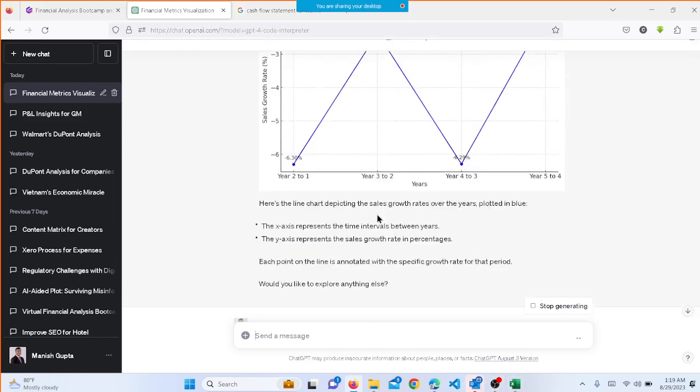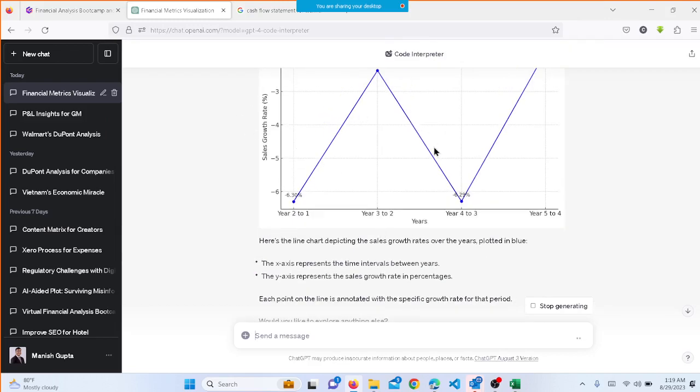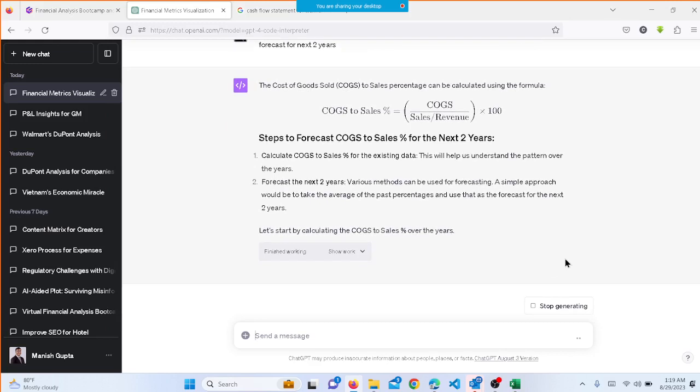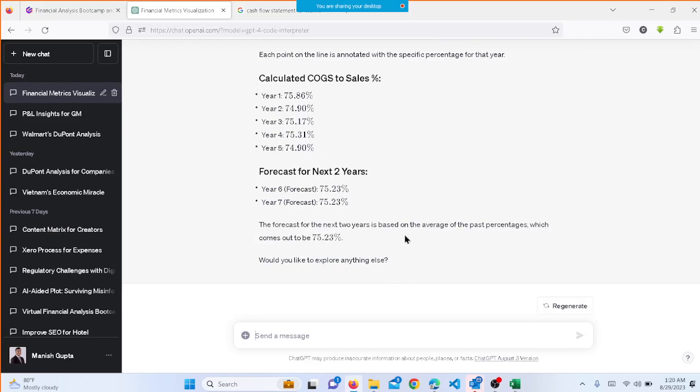So to use these graphs, you just have to copy and paste. But these are not very good in terms of design or display, so you have to edit them or use them as they are, just like this. Now you can see it was 75%, now 74, 75, 75, 74, 75. So the forecast for the next 2 years is 75.23% based on the last year's comparative information. So that's how it is calculated.